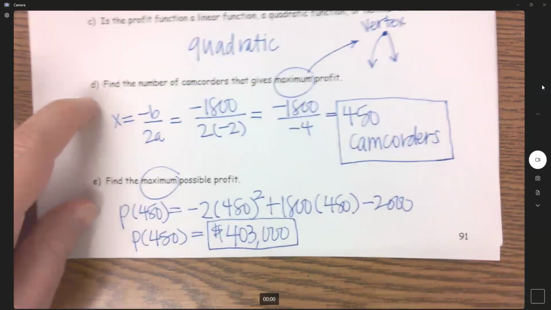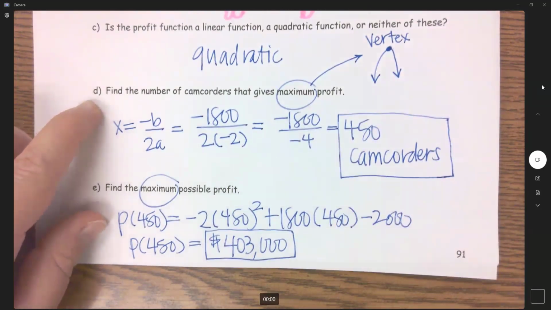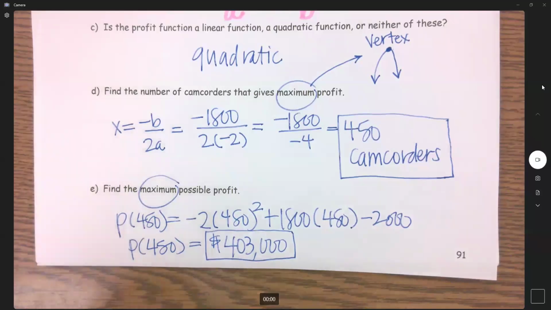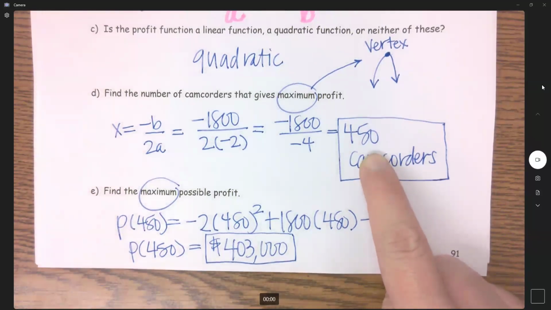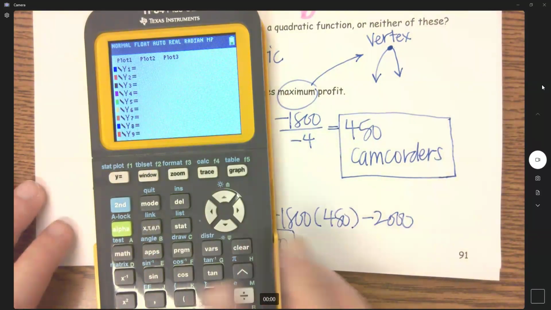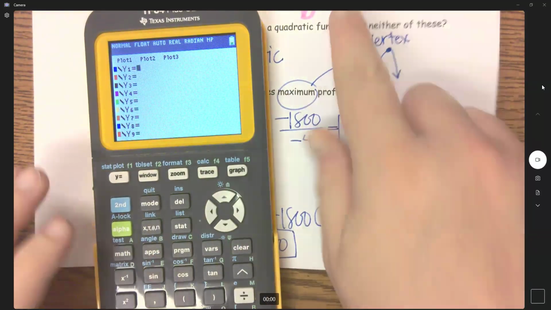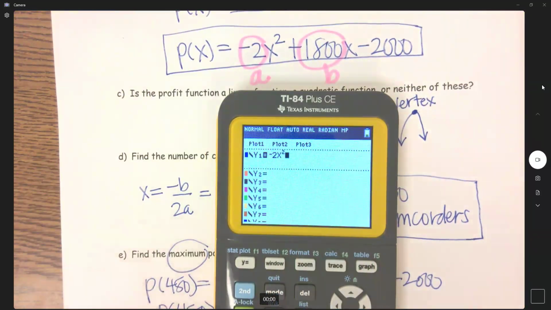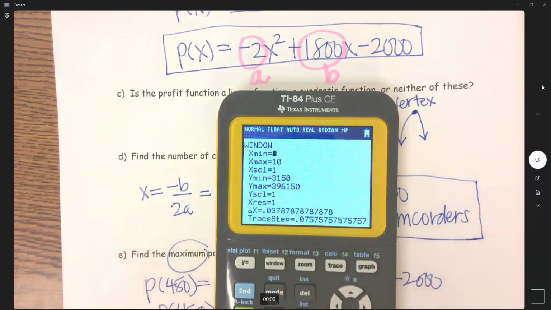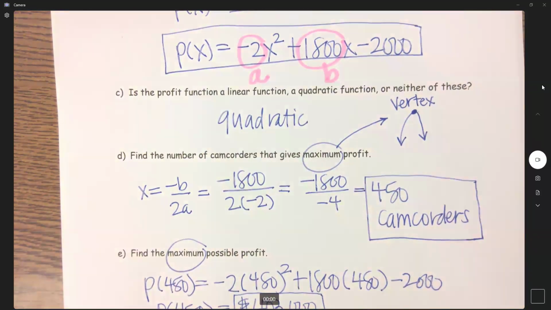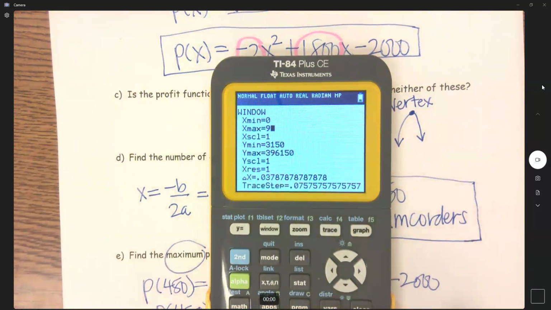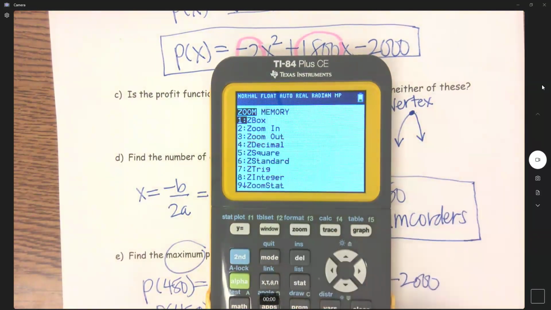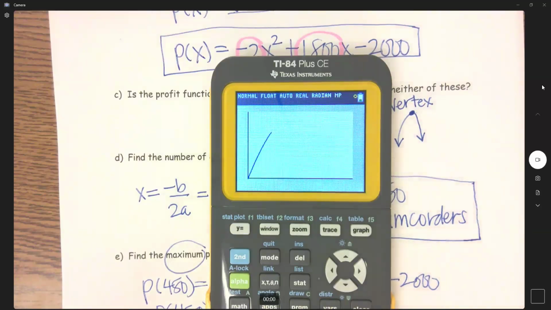Now, knowing that these two are your vertex, we can also just truly find this by graphing it, right? You might want to find at least this number, but if you find that number, we could go in here and type in our profit function. And if I go window, I'm going to go 0, 2. Since I know that this is at 450, I'm going to double that and go to 900. And I'm going to go zoom 0 for a zoom fit. And here is my quadratic function.